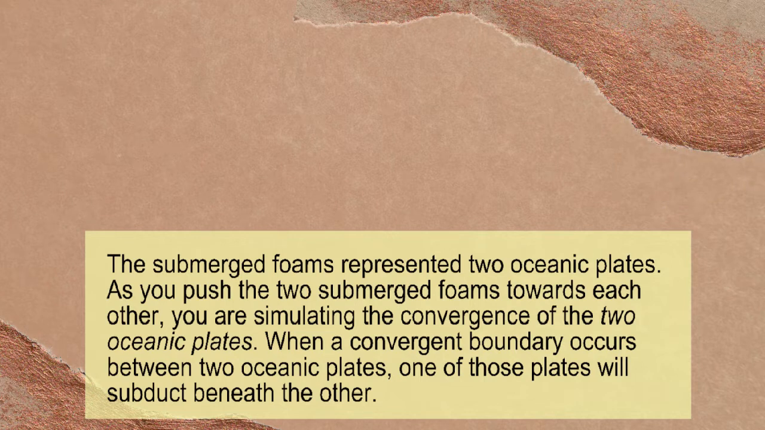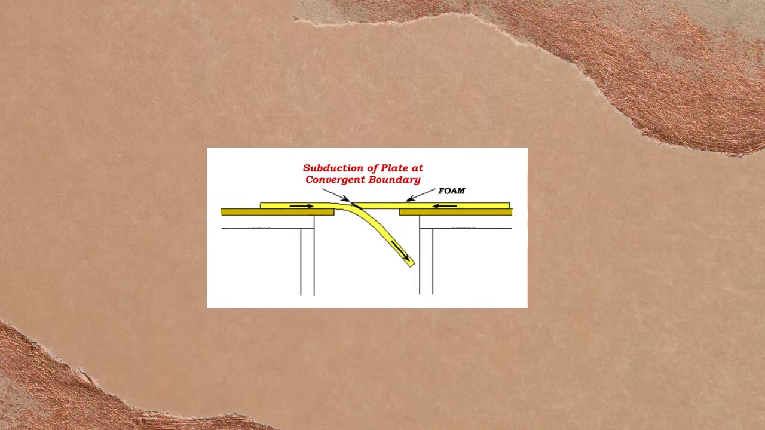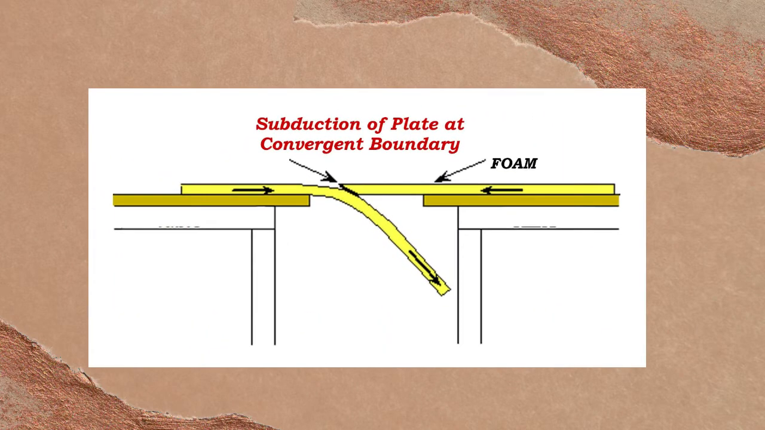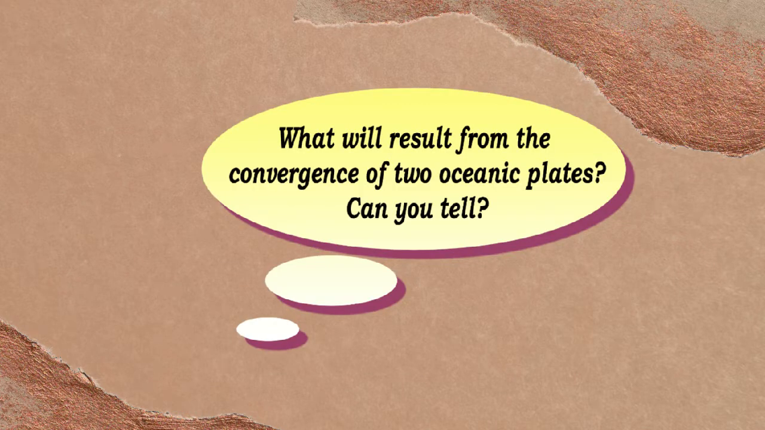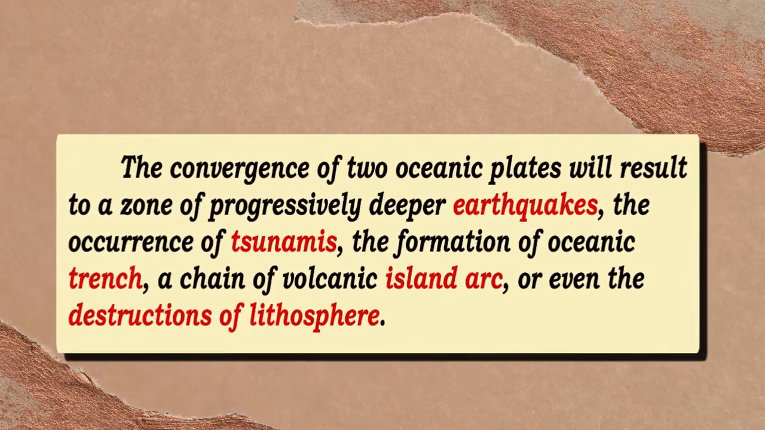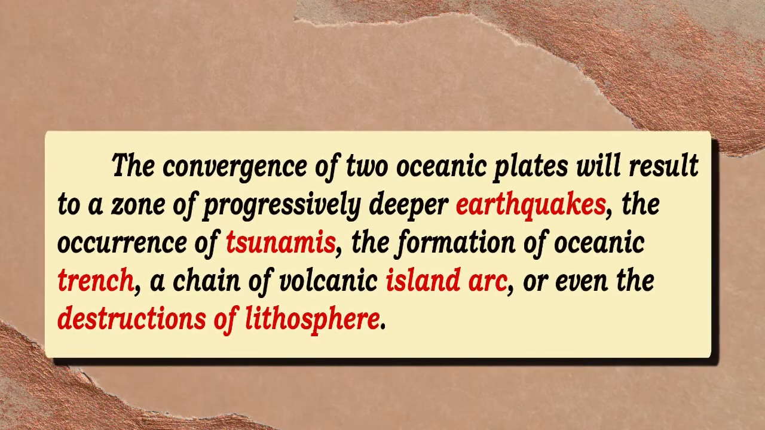Normally, the older plate will subduct because it has higher density. The subducting plate is heated as it falls deeper into the Earth's mantle. What will be the result from the convergence of two oceanic plates? Can you tell? The convergence of two oceanic plates will result in a zone of progressively deeper earthquakes, the occurrence of tsunamis, the formation of an oceanic trench, a chain of volcanic island arcs, or even the destruction of lithosphere.